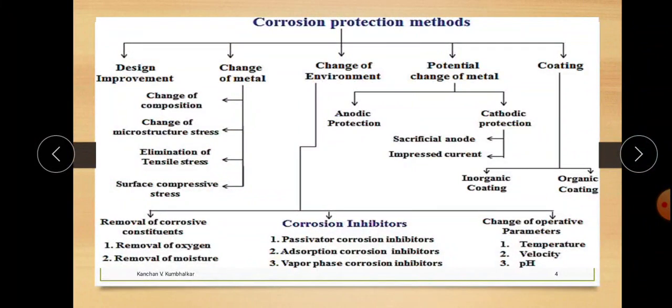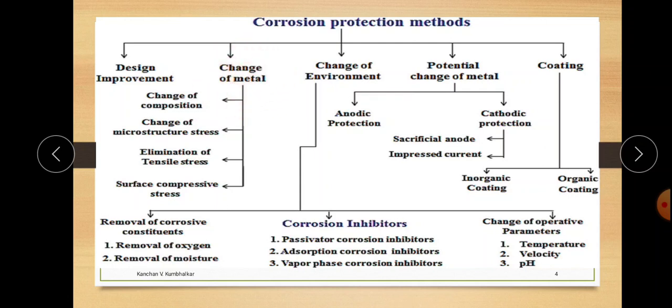Corrosion protection method. There are basically 5 different types of methods employed to minimize the rate of corrosion. First one is the design improvement. By improving the designs of machine and machine parts, you can minimize the rate of corrosion. The next one, the change of metal.